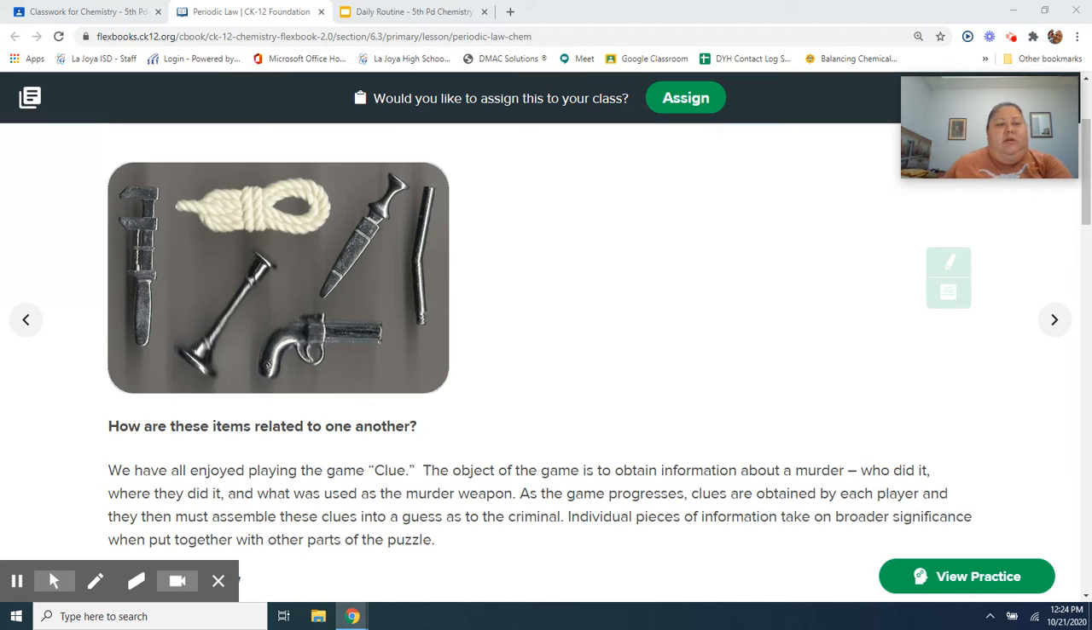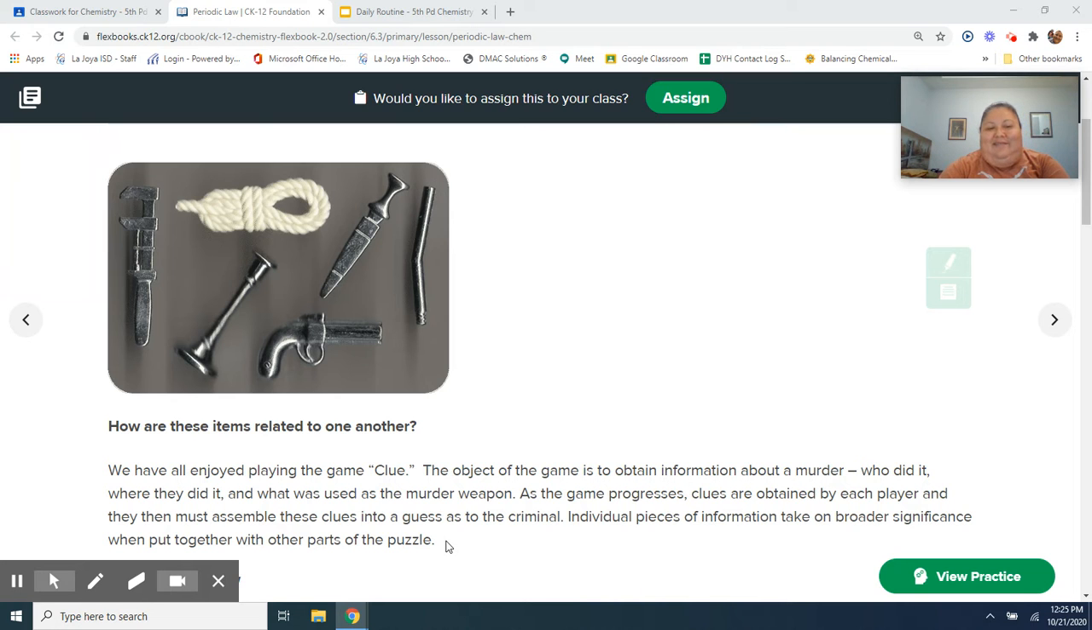Okay. All right. So I need a volunteer to help me introduce today's topic. How are these items related to one another? You have a candlestick, some rope, a letter opener, a gun, and some tools in there. Who's going to read? Oscar?